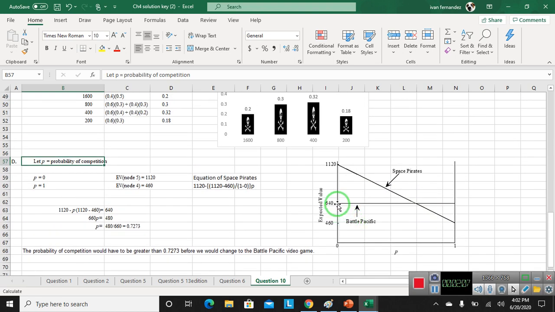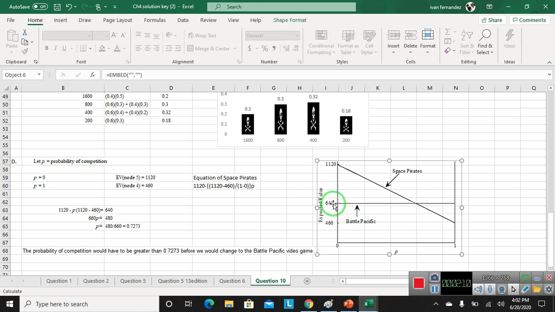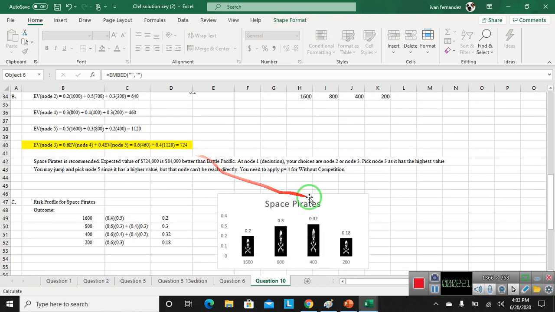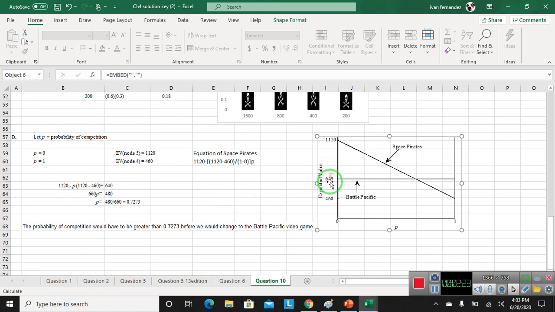All right, good. So Battle Pacific is the easiest to draw. It's a perfect line right across at 640. Why is that? Because Battle Pacific's expected value is 640. And Battle Pacific faces no competition. Competition will not alter the expected value for Battle Pacific. Therefore, as the probability of competition goes up and down, the value of Battle Pacific stays fixed. That's why we draw a straight line right across.